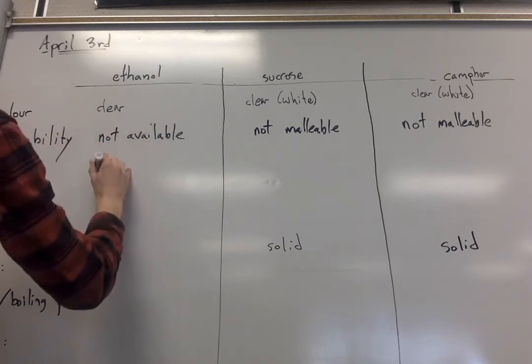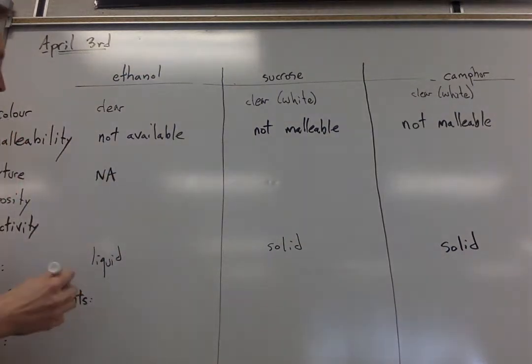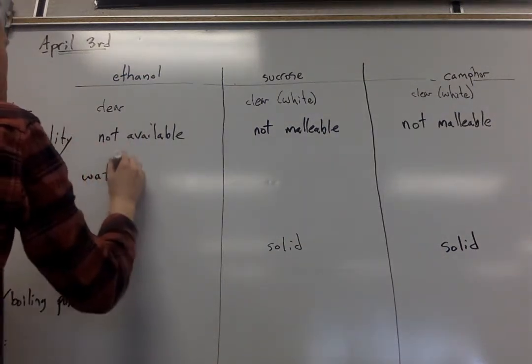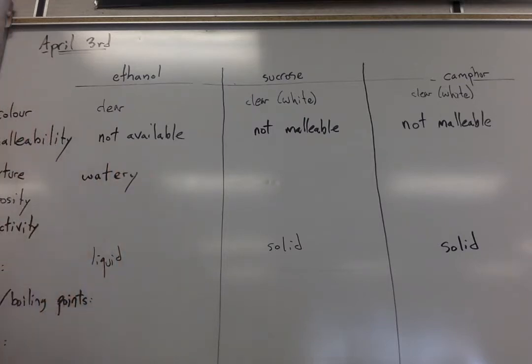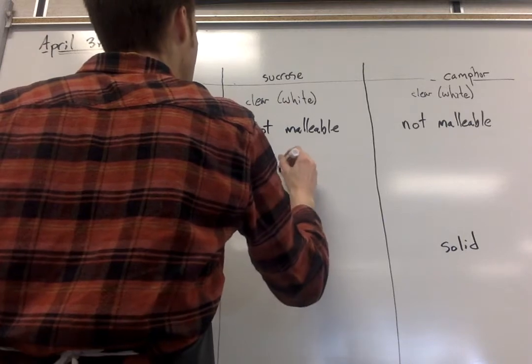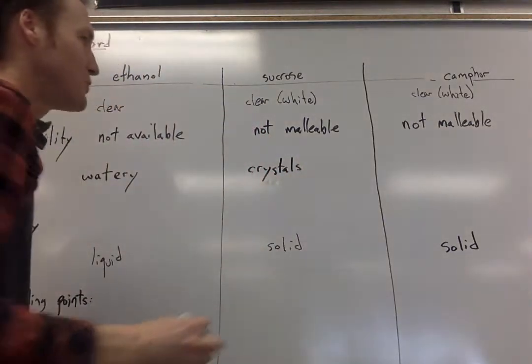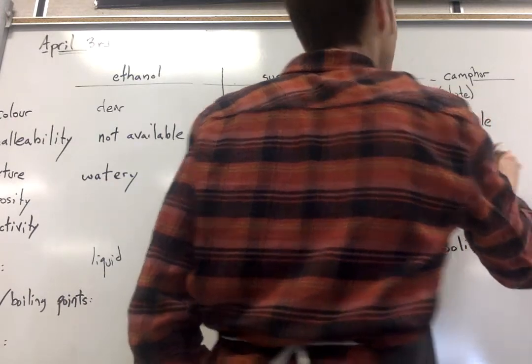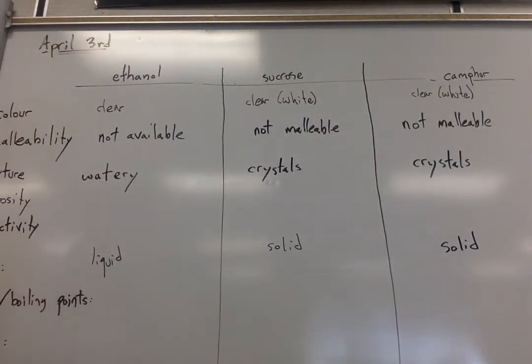I'm just going to put NA for the texture, or you could put watery as a description for ethanol as its texture. Sucrose and camphor are both crystals. That's probably the best way I would describe their texture.